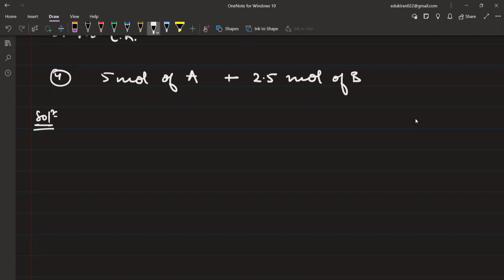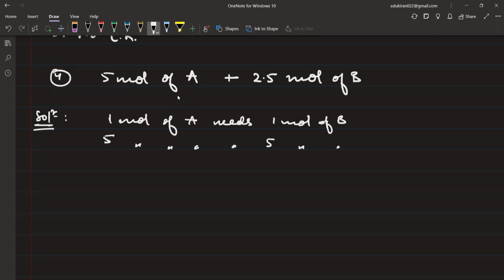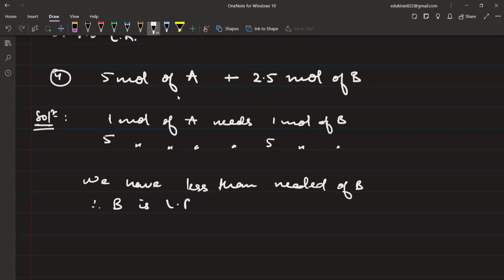Okay, everyone is correct. One mole of A needs 1 mole of B. 5 mole of A needs 5 mole of B. We have less than needed of B, therefore B is the limiting reagent.